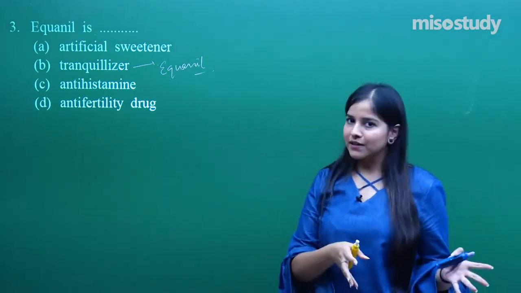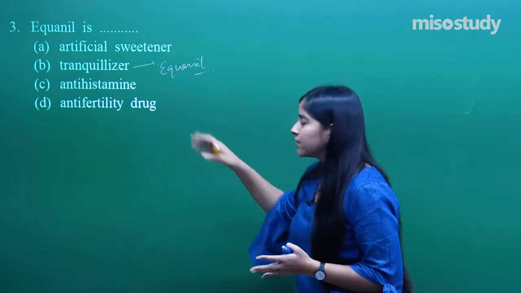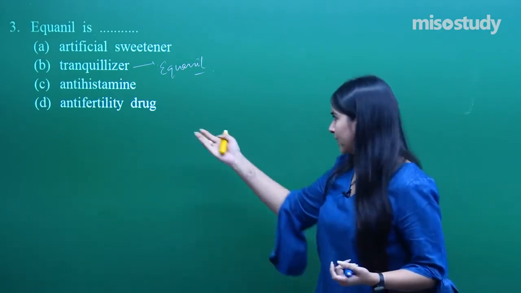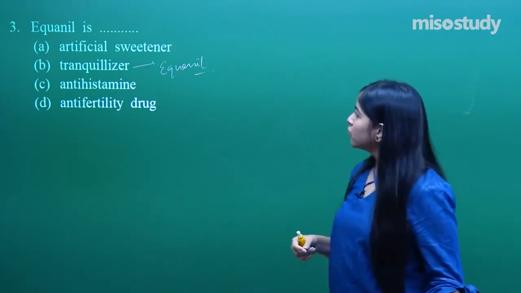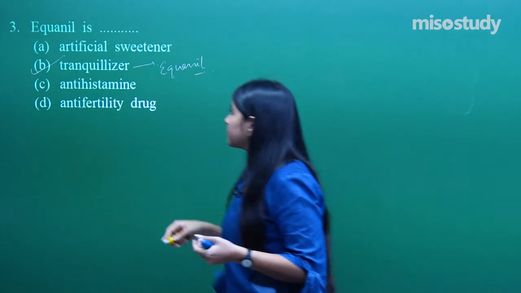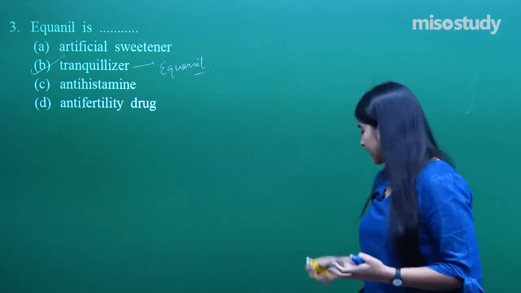Antihistamines, so another class of drugs. Anti-fertility drugs, another class of drugs. Norethindrone and so and so. Fine. So that is how we have to perform this question. Factual question, basically no logic involved, nothing.